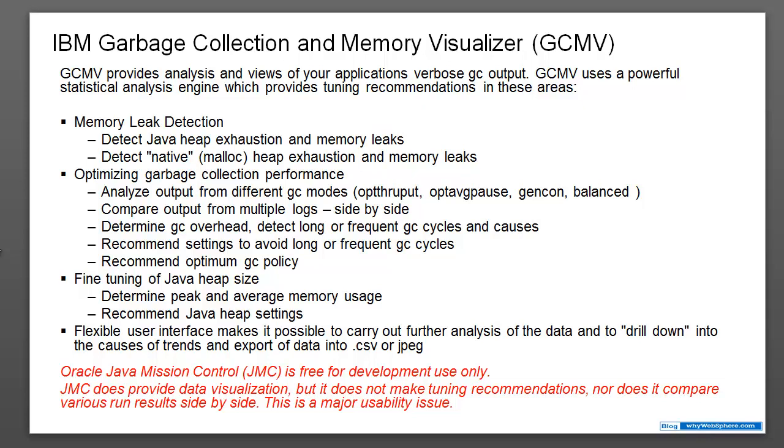You can do fine-tuning of the Java heap, and again it can recommend settings for the Java heap depending on your application. It does have this statistical analytical engine. And you could argue that some of these things you can get from Oracle Java Mission Control. And you can see the garbage collection cycles and memory utilization in Oracle Java Mission Control. But unlike the IBM tool, you do not get to compare multiple different runs from the past, offline analysis of multiple different log files side by side, and you don't get any tuning recommendations. All you get is just a whole bunch of numbers, and you have to figure out what those numbers mean and how to make your application run better.